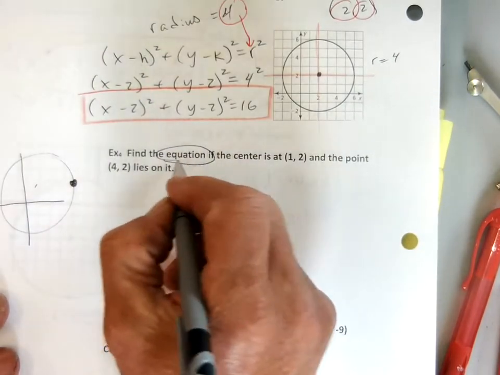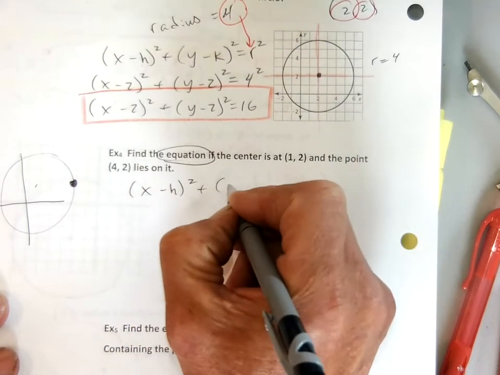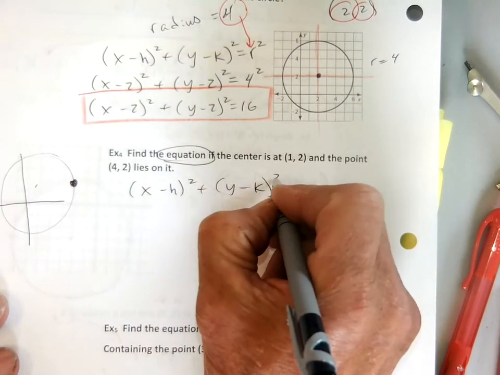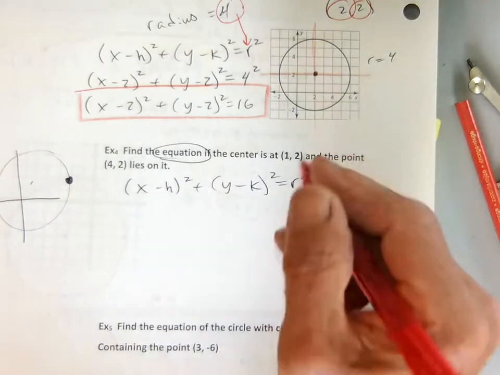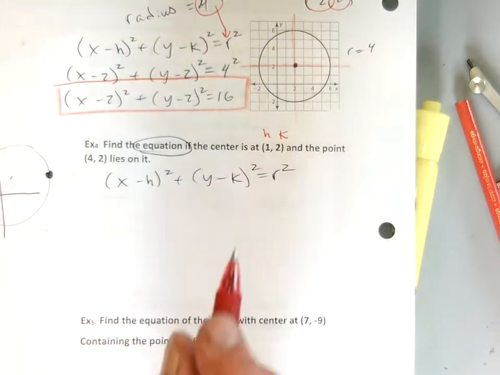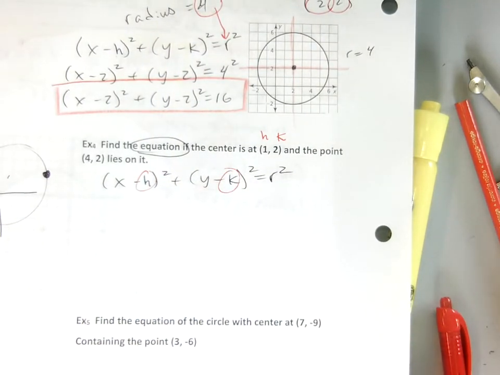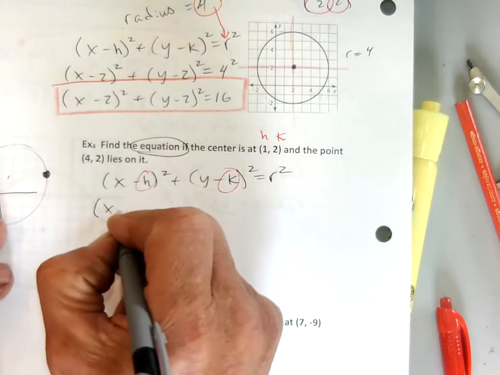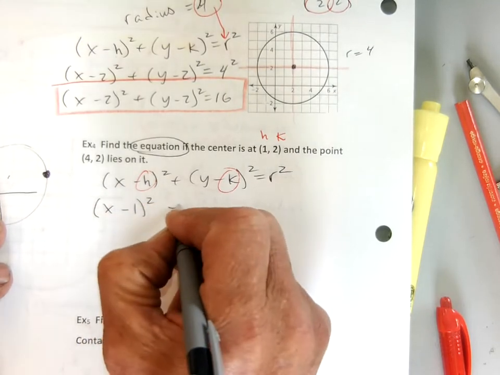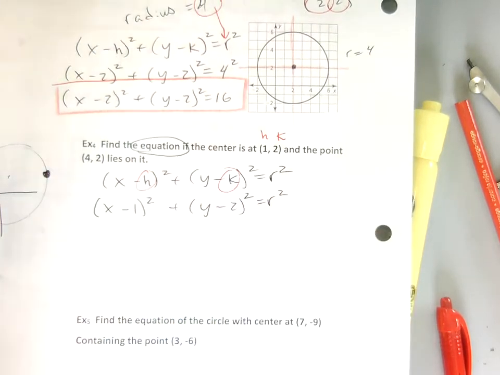So first of all, I want an equation. Let's start here: x minus h quantity squared plus y minus k quantity squared equals r squared, right? Let's start there. I know h and k, so I'll put those numbers in for h and k. I don't know the radius, but I'm going to get the radius, okay? So now I'm going to go x minus 1 quantity squared plus y minus 2 quantity squared equals r squared. Okay? How am I doing?